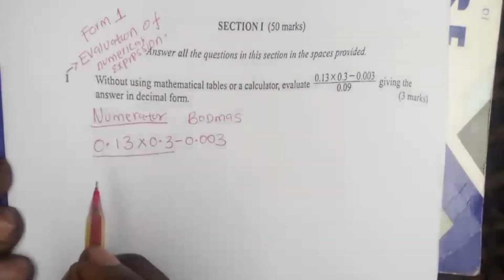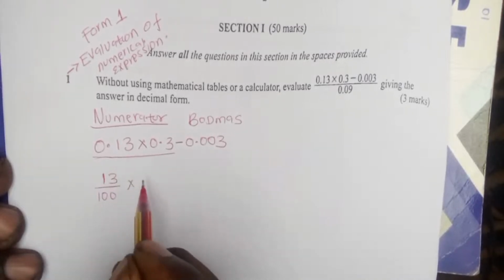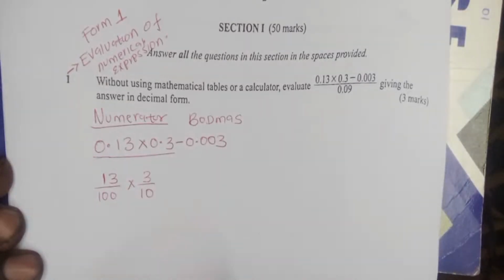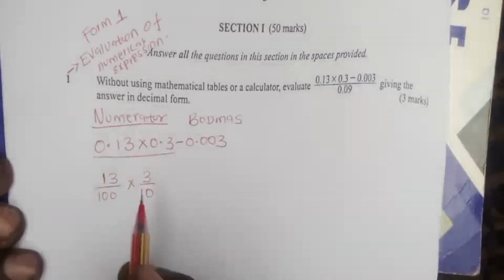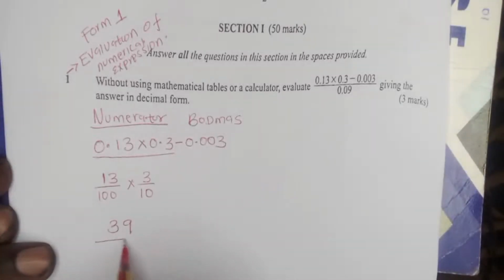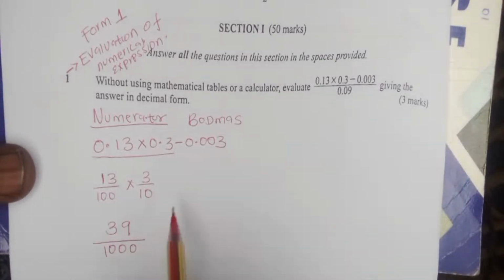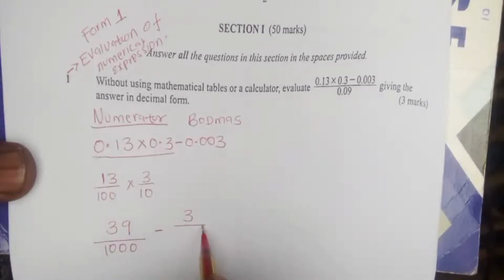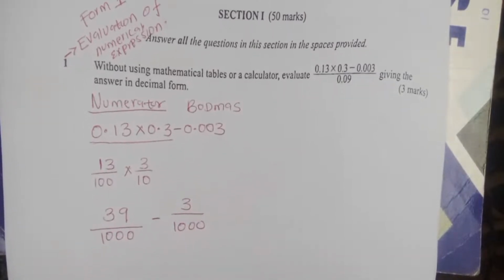Under multiplication, to multiply easily, you can convert these to fractions. So it is 13 over 100 times 3 over 10. This 100 comes from the decimal places of the decimal point. So we have 13 times 3, which is 39, over 100 times 10, which is 1,000. Then we subtract from it 3 over 1,000, because of the 3 decimal places, filled with zeros, that's 1,000.